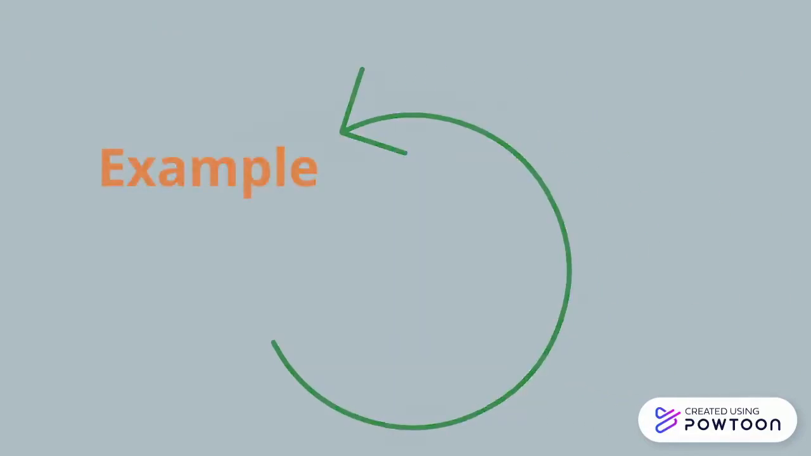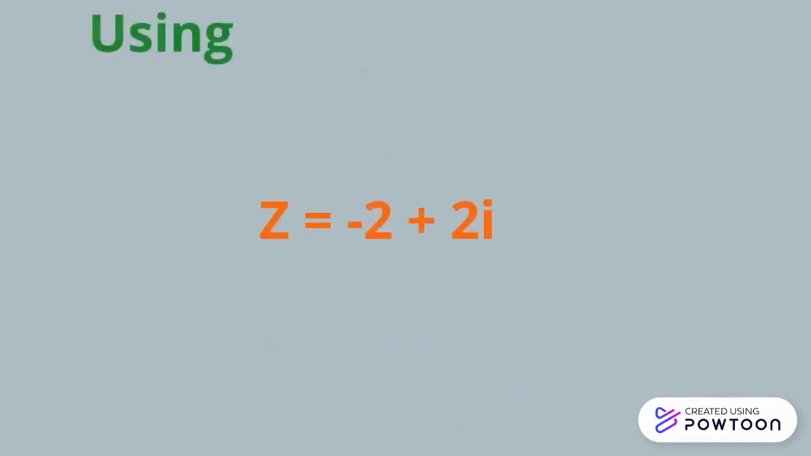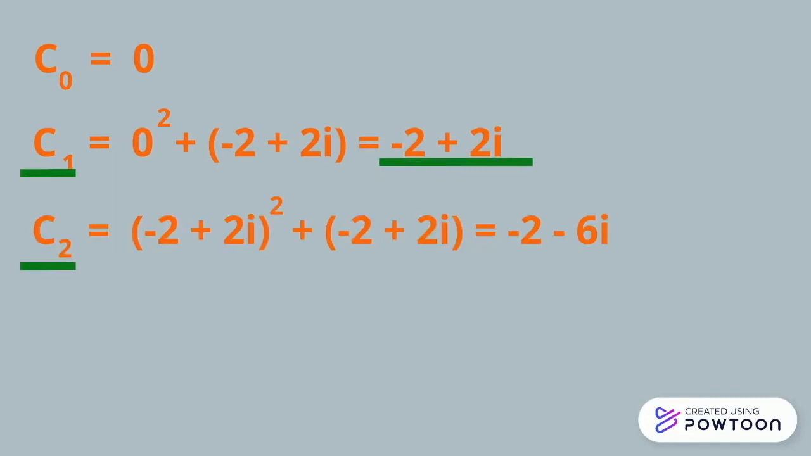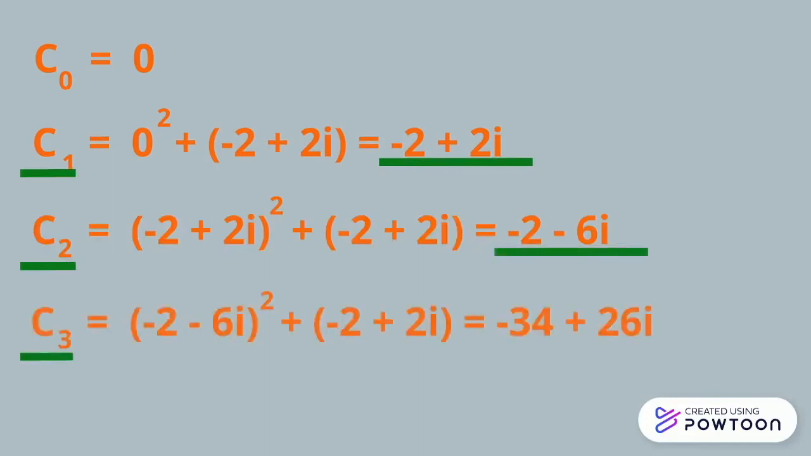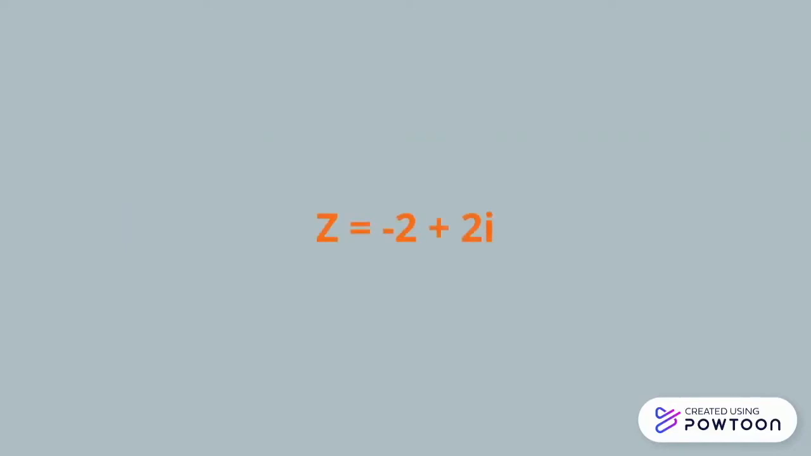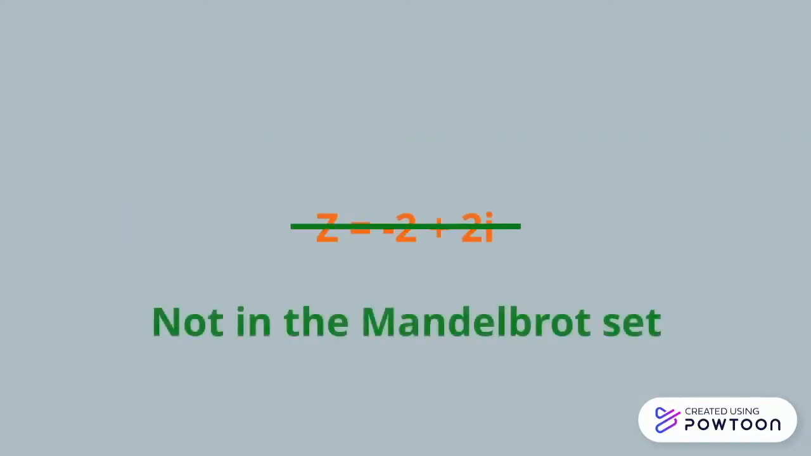So, let's go back to our example of -2 plus 2i as our complex number. Plugging it into the Mandelbrot equation, for n equals 0, we would have a value of 0. For n equals 1, we would have 0 squared plus -2 plus 2i equals -2 plus 2i. So our value of C1 would be -2 plus 2i, C2 being equal to -2 minus 6i, and C3 being equal to -34 plus 26i. As we can see, this does not produce a repetitive pattern, and therefore z equals -2 plus 2i is not in the Mandelbrot set.